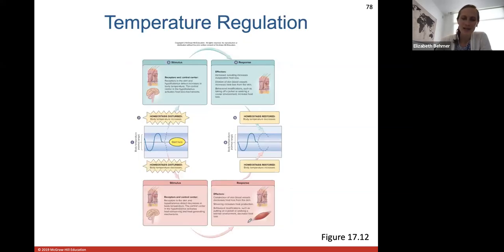And here is how our body regulates temperature. You can see if homeostasis is disturbed, for example, if body temperature increases, we'll start to sweat to try to get rid of heat. We'll dilate our blood vessels, which will also increase heat loss. And if our body temperature gets too cold, we'll start to shiver, and we'll constrict our blood vessels to keep the body heat closer to our core organs.